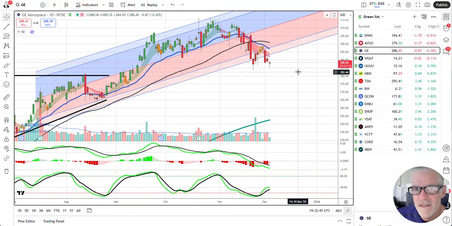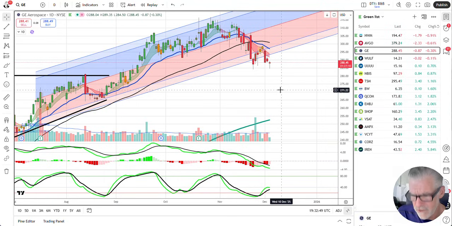GE, I think GE is printing a double bottom. I'm seeing this pattern in a lot of industrials and in the memory storage space.